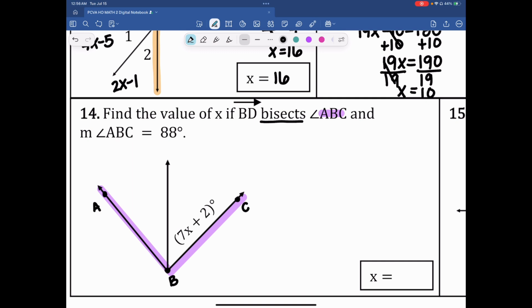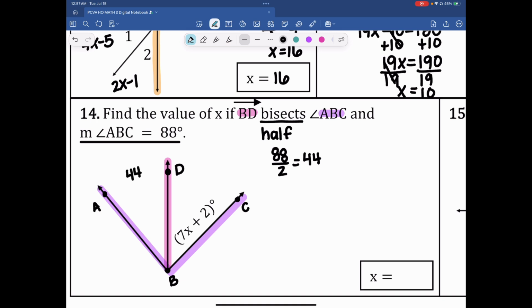Now, bisects means if I bisect an angle, that means I'm splitting it in half. So BD, I'm going to go ahead and label that top ray D. And so BD is splitting that ABC in half. So it says the measure of ABC is 88. So if it's splitting it in half, I'm going to say 88 divided by 2, and that's going to equal 44.